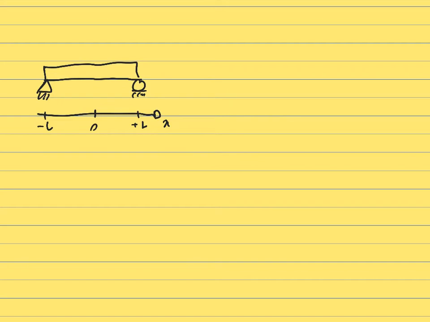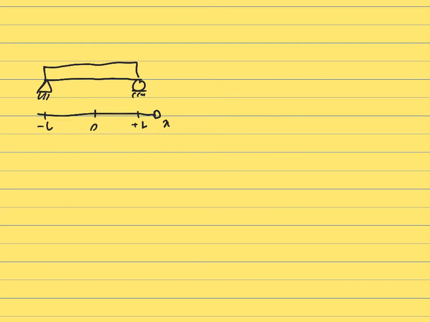Okay, so let's see another example to make sure we all understand. Let's consider another beam. This time the beam is still of length 2L, but we are going to describe the axis X as going between minus L to plus L, and it's going to be equal to 0 in the middle. This beam is attached to a pin at x equals minus L and a roller at x equals plus L.